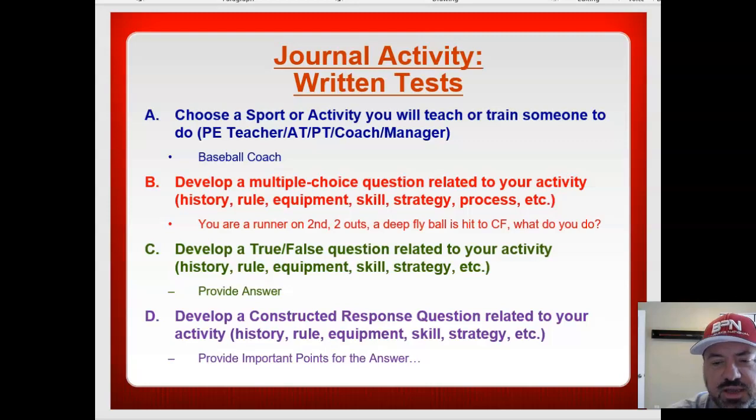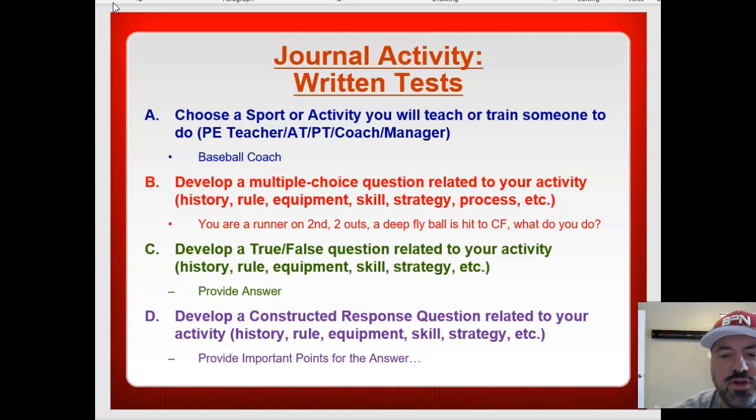The answer is D. So you would provide a multiple choice question related to history, rule, equipment, skills, strategy, or a process. Provide 4 possible answers and then write the answer. So make sure you do that for B. You're going to develop a single multiple choice question, provide all the choices as well as the answer. Go down to C for this journal activity. You might want to pause this video and write out the questions as we go, A, B, C, and D.